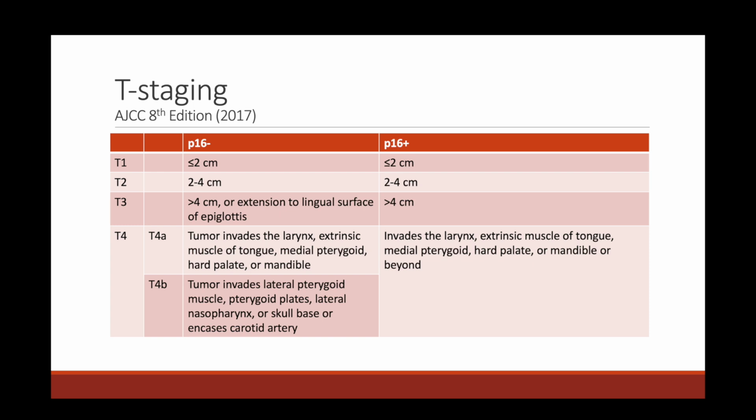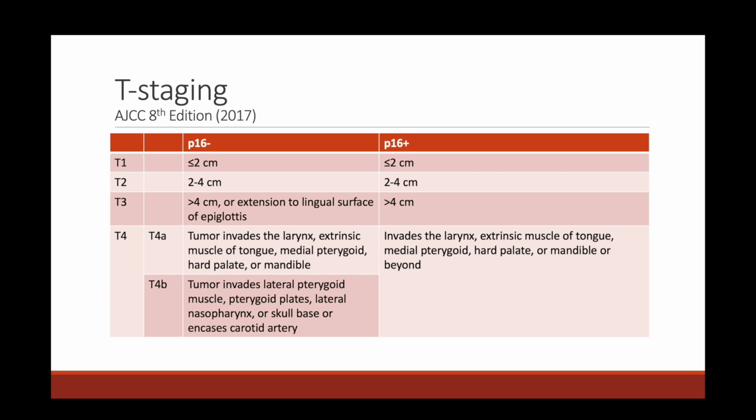So this brings us to the staging for oropharyngeal cancer. And remember, HPV positive versus HPV negative, also known as P16 positive versus P16 negative oropharyngeal cancers, have very different staging. So as we go through this, I'm going to juxtapose P16 negative versus P16 positive and point out some of the key differences. Starting with the T staging, P16 negative is on the left side of this diagram and P16 positive on the right side of this table.